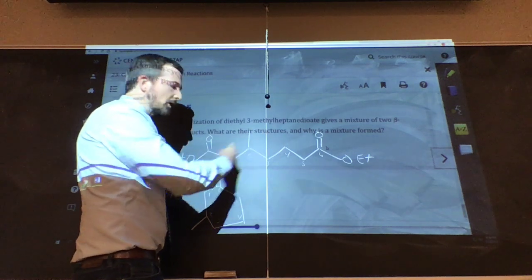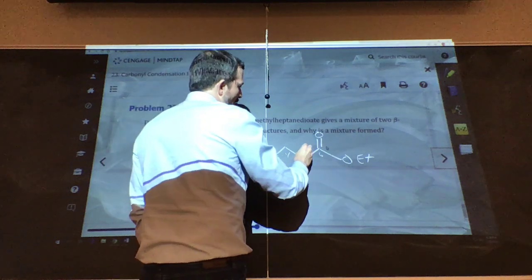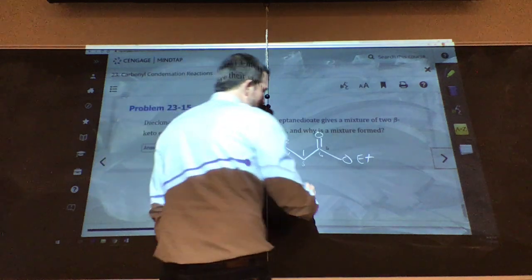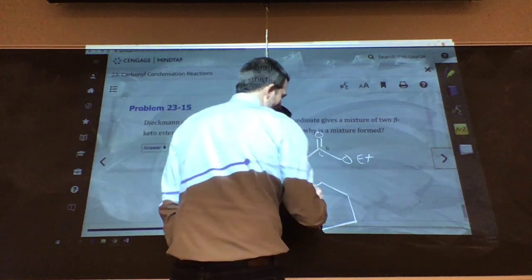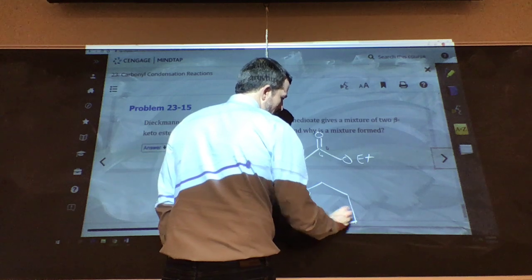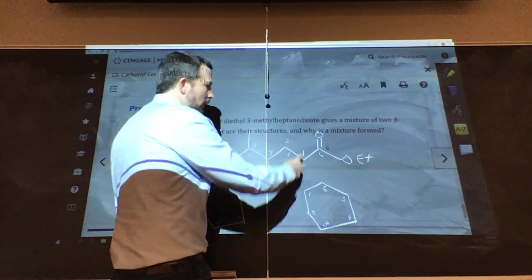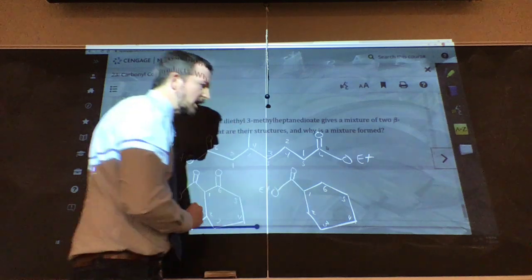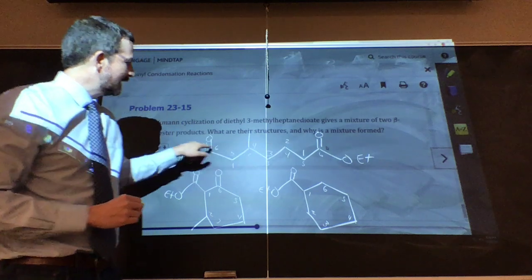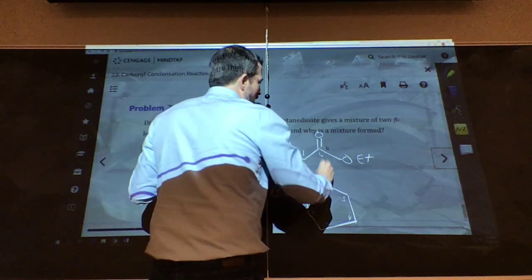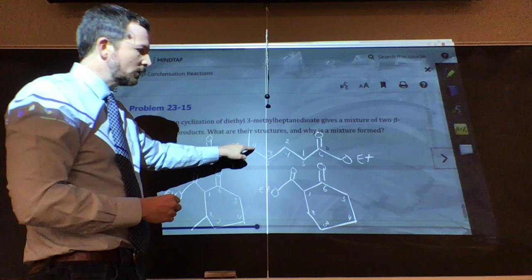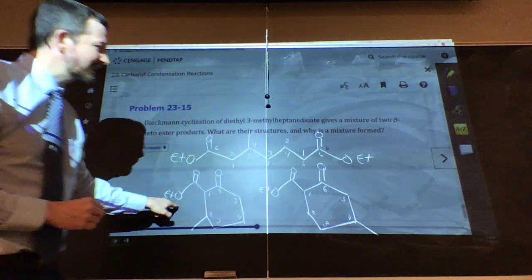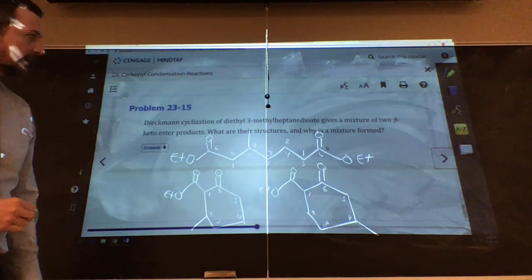What if I had started from the one on the right side? I would have numbered it 1, 2, 3, 4, 5, 6. So again, a 6-membered ring. Again, 1 would have my ester on it. And this time it's attached to the 6 over here, so 6 is a carbonyl again. But this time my methyl group's at 4. Okay, so you can see I get 2 different products.